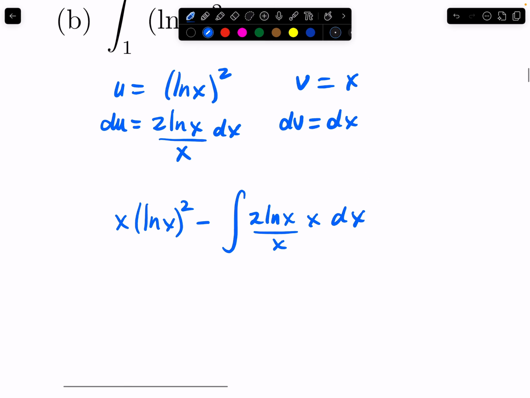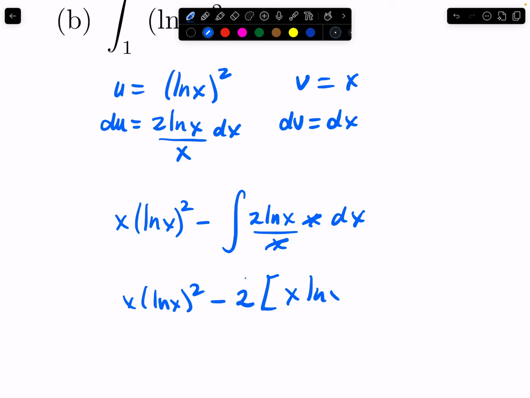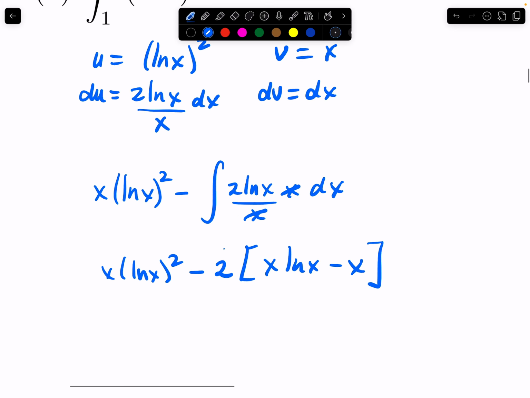So 2 ln of x over x times x dx. I know I'm working an indefinite one; I'm going to come back and put in the bounds. So those x's cancel. Knowing the antiderivative of ln of x is a good thing to know. Otherwise, you need to do by parts. But we'll bring out that 2, and it is x ln of x minus x. You can verify that with integration by parts.